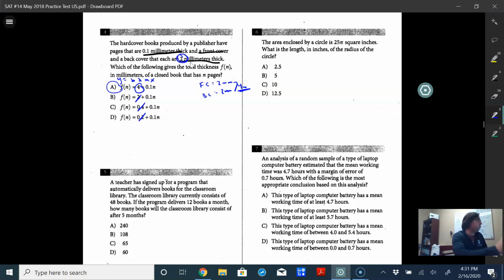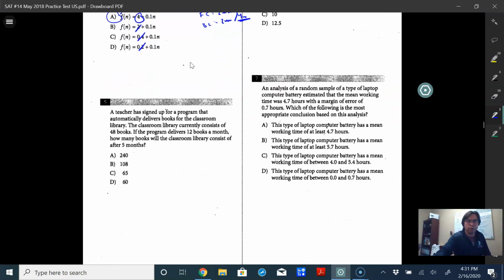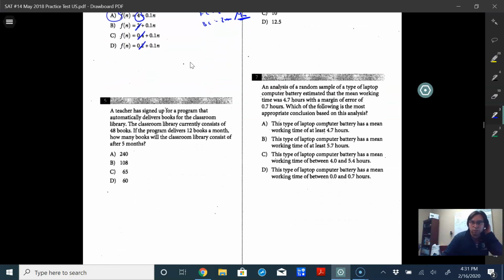All right, so let's look at number 5 here. It says that a teacher has signed up for a program that automatically delivers books for the classroom library. The classroom library consists of 48 books. That's what they have currently.